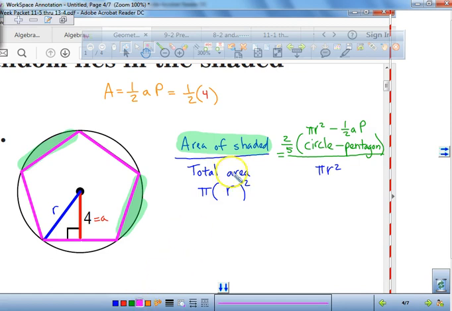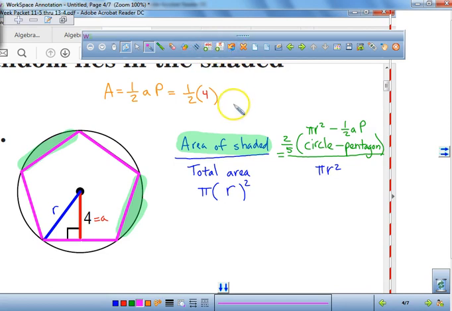And now what's the only thing I need to find? I need to find the perimeter. That's what I'm looking for. So I've got to find P. And P is going to be this, plus this, plus this, plus this, plus whatever this side is.